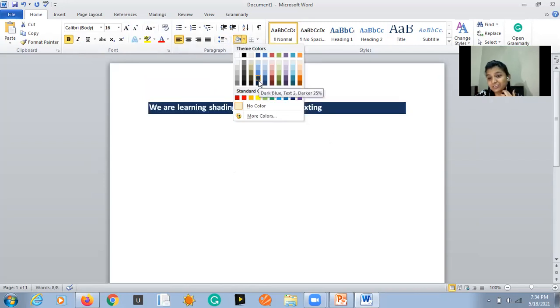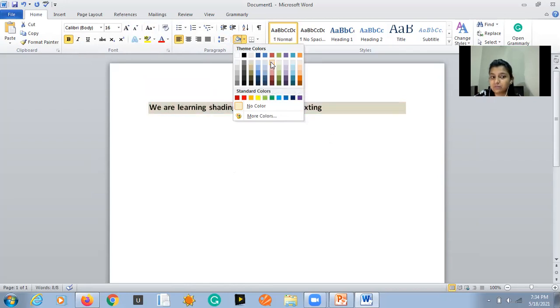Yes. So what you are observing here? The text or the background has been changed with various colors. The background I was talking about is for the highlights. This is the function of shading text.